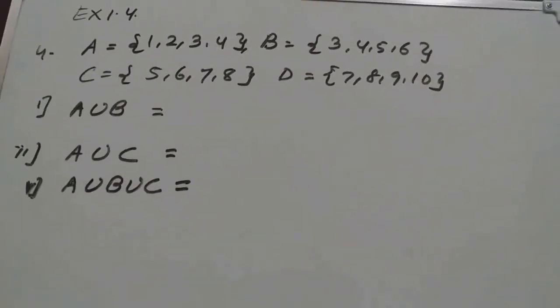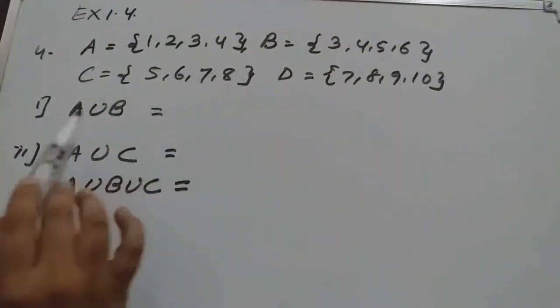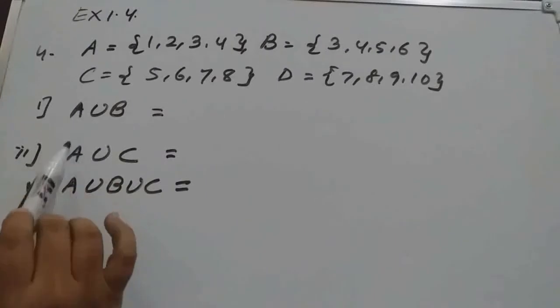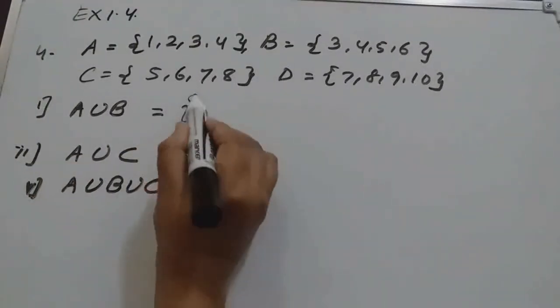Now in question number 4, A, B, C and D, all 4 sets are given to you. There are 7 sub questions. First one is A union B. So what can we write?